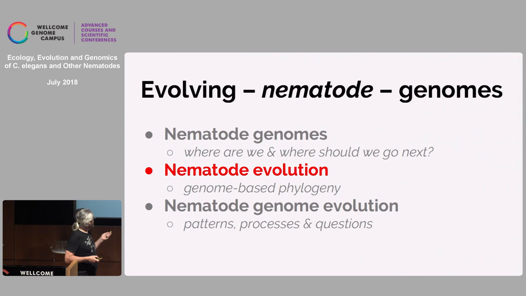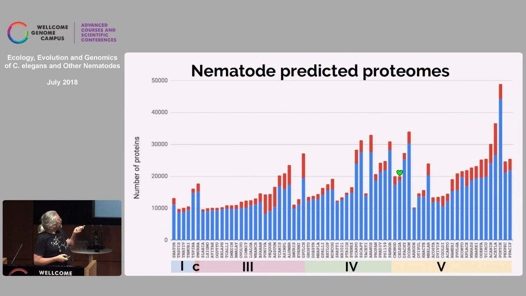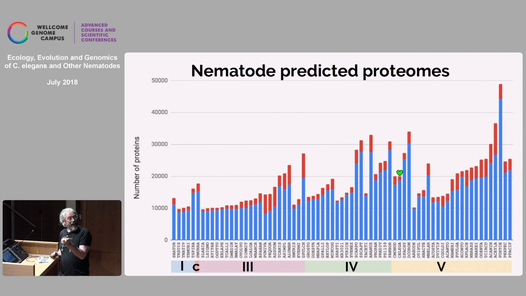So this is the proteomes predicted from these genomes. This is not all the 160-odd genomes. This is just 71 of them. This is C. elegans again here, showing that most genomes have some in the region between 10 and 20,000 proteins. So C. elegans is odd in having a lot of proteins compared to many genomes.